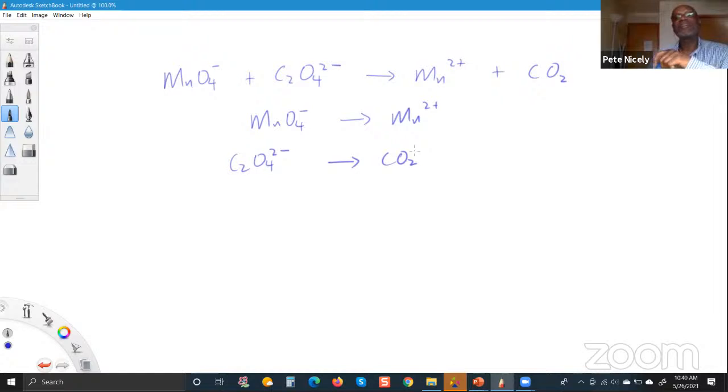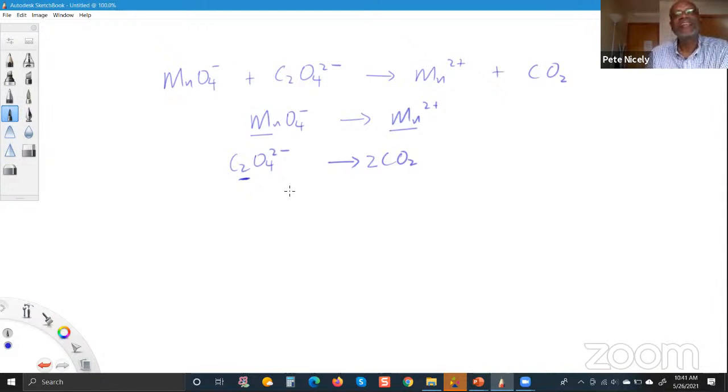Now the second step is that we balance all atoms excepting oxygen and hydrogen. So in the case of the first half equation, that would be manganese, but we don't need to do anything because there's one manganese here and one manganese here, so that's fine. However, in the second half equation, we have two carbon atoms here and we have only one here. So what we do, we put a 2 there, all right? So that's what we do at this stage. We balance all atoms excepting oxygen and hydrogen.